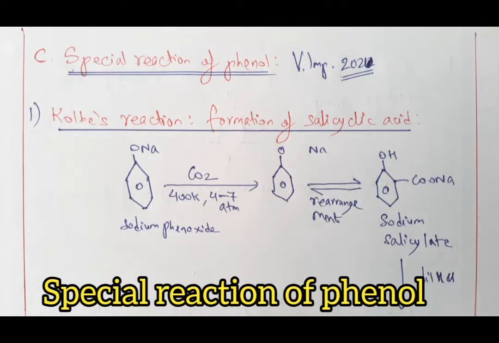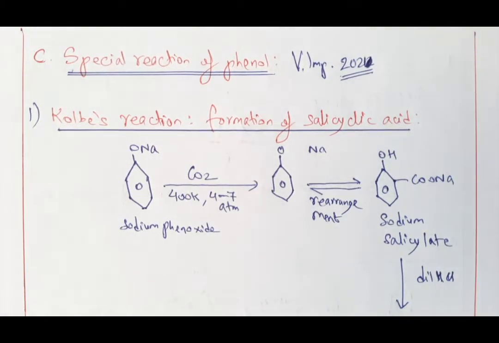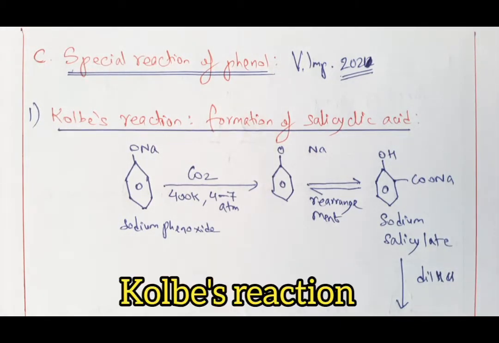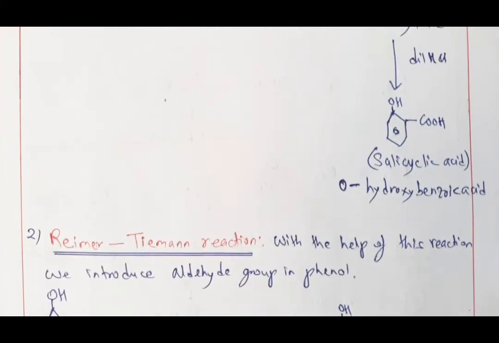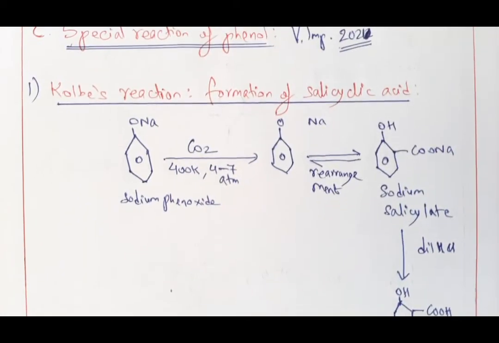So now we're moving towards C, the chemical property of phenol, and that is special reaction of phenol, and it is very important for the 2021 board exam. Now let us see what are the special reactions of phenol. Number one special reaction of phenol is referred by the name Kolbe's reaction, and number two special reaction of phenol is known by the name Reimer-Tiemann reaction. These are the two special reactions of phenol.